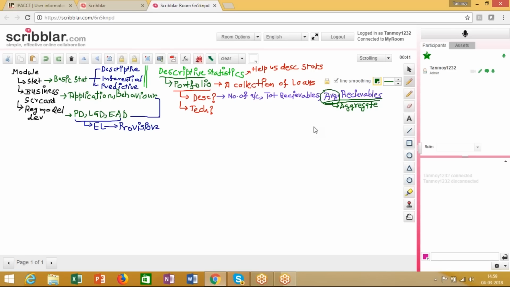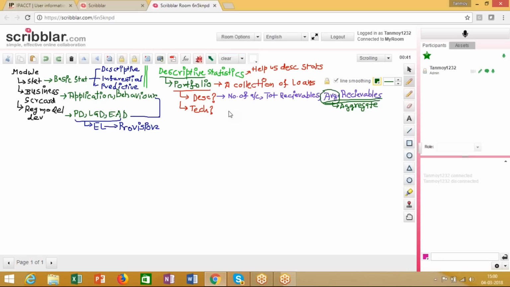The basic objective of descriptive statistics is to help us capture the aggregate behavior of a variable. Over here, the variable was receivables, and I have used average as a measure to get a picture of the aggregate behavior of the receivables, right? So whenever I talk about descriptive statistics, it will always help us get a clear picture of the overall behavior of a given variable.